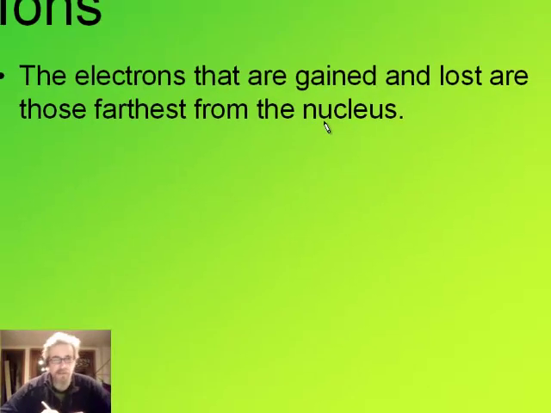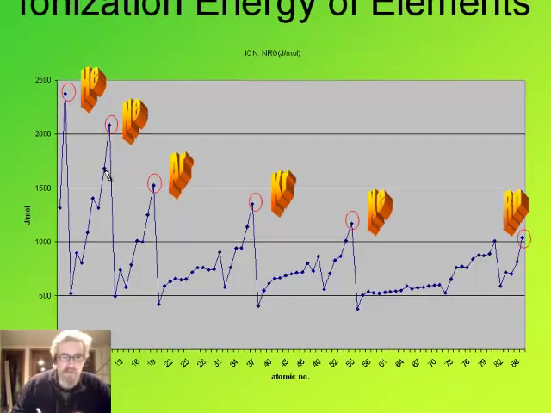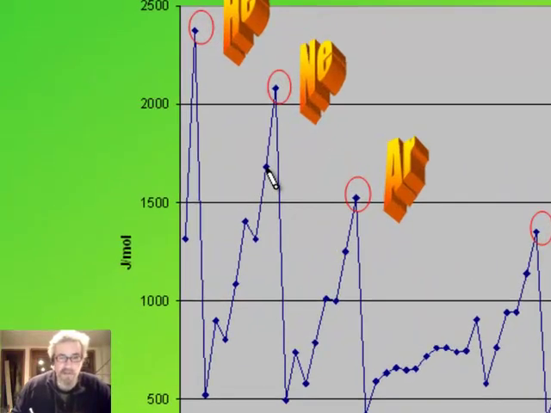The electrons that are gained and lost are the ones that are farthest from the nucleus. These are the valence electrons. And just like we saw with covalent bonding, atoms are most stable when they have the electron configuration of the closest noble gas. Recall this chart, which represents how stable an atom is, its ionization energy, essentially how much energy it takes to change it. And the noble gases were the high points, the spikes on this chart.